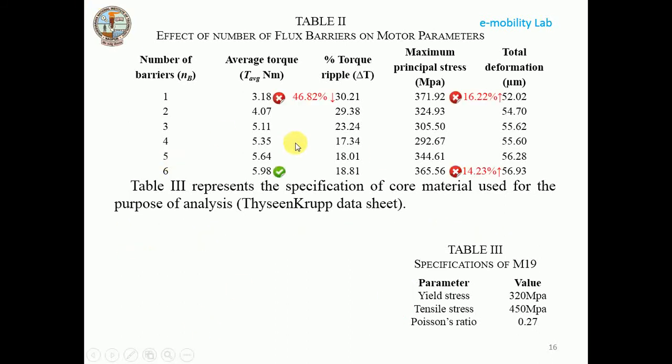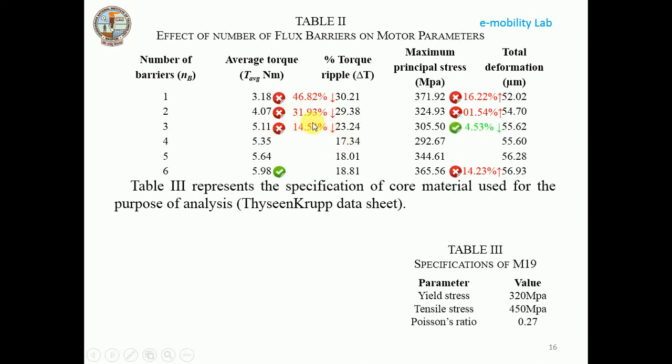If you have one barrier, the saliency will be less, of course. That's why you have decreased torque performance. If you compare with 6 barriers, it is a 46% decrease. And for one barrier, I explained why there is an increment in the stress of the rotor. Now, similarly for two barriers, you have a 31% decrease in torque, again with a 1% increase over the yield stress limit of the core material. For three barriers, a 14% decrease.